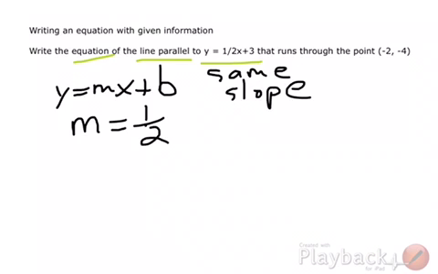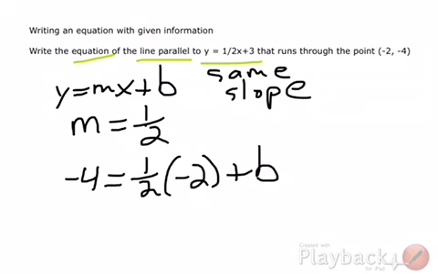All right, so we take our values that they gave us. y = mx + b. Plug them in, and the only thing missing is our y-intercept for our new line.